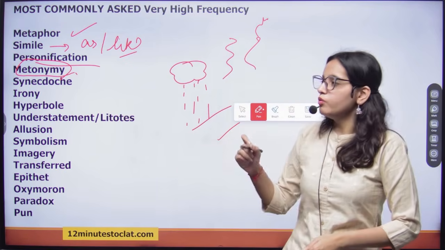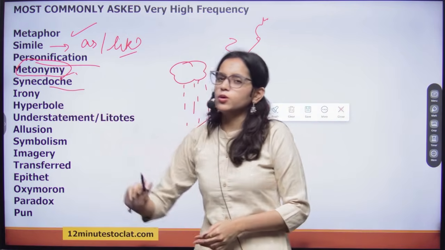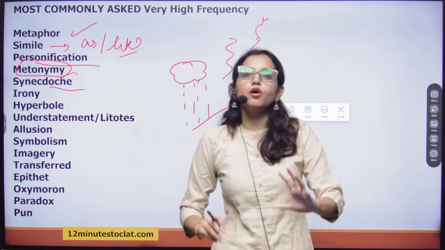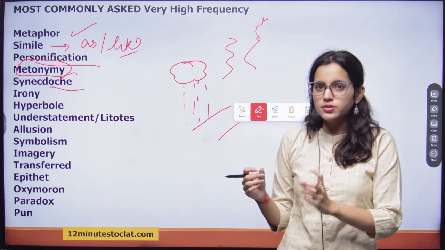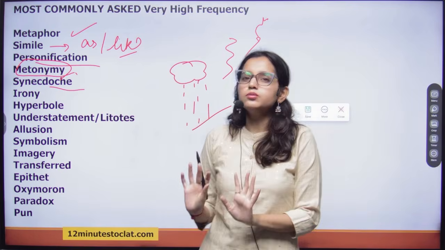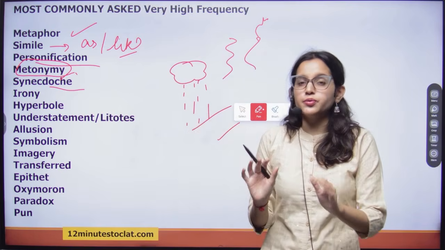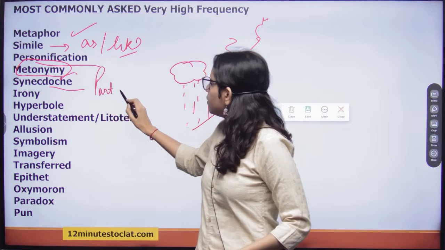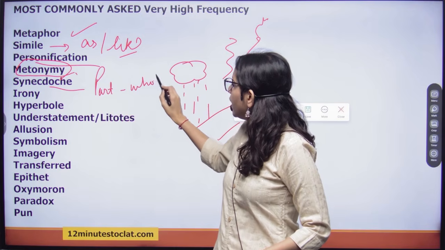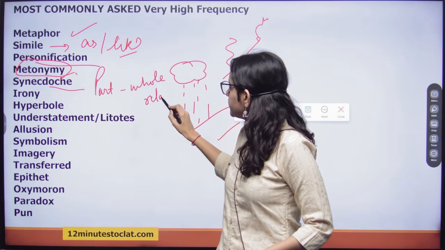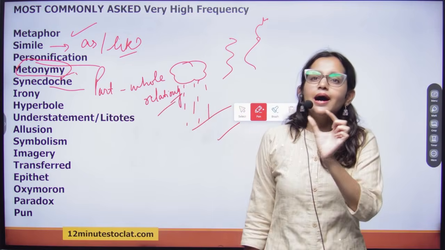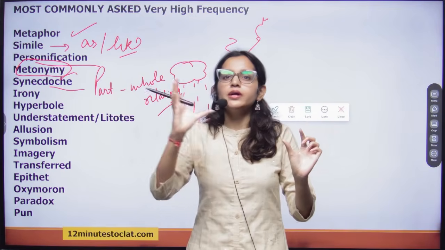After that, you have synecdoche. Now, synecdoche is also a kind of representation using an object, but here we are not using close association. Here we are using a part-whole relationship. What does it mean? I'm using a part of something to show the entire thing.